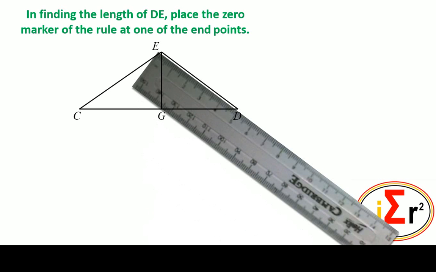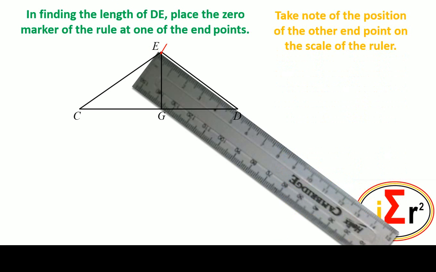one of the endpoints. We may place it at E or D, but we are placing it at E on this occasion. The zero marker of the ruler is placed at the endpoint E of the line segment. There we have our pointer right at E, and it is pointing at the zero marker on the ruler. Take note of the position of the other endpoint on the scale of the ruler.